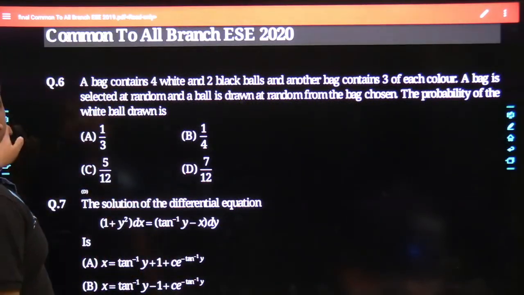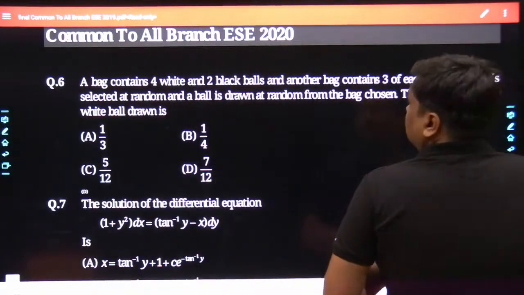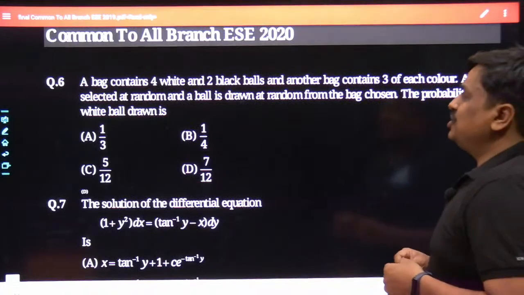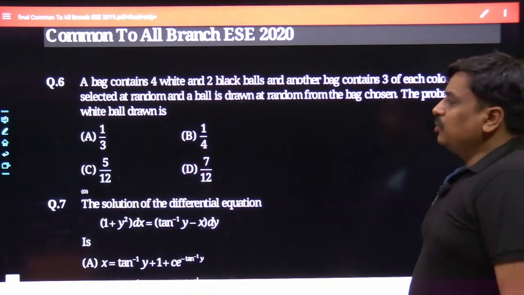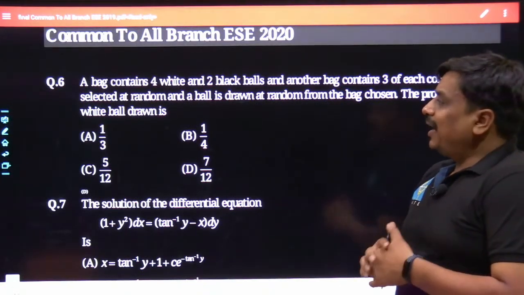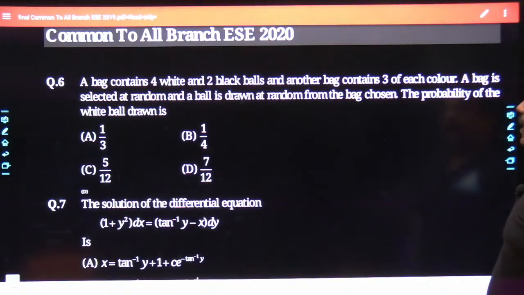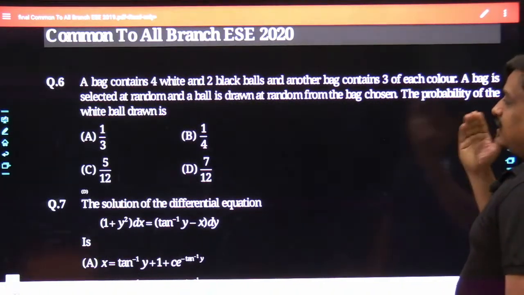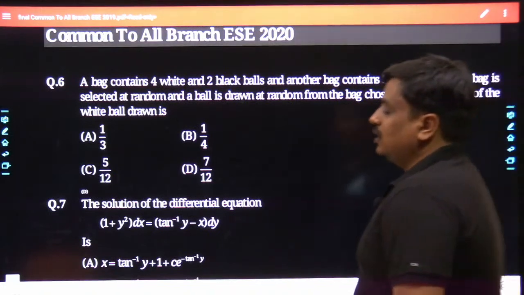Anyways, let me focus on the next question. That would probably be the last question of the day. This problem came in common to all branch Engineering Services 2020, last year. Let me read the problem carefully, and we'll try to decode it and get its best most answer. A bag contains 4 white and 2 black balls, and another bag contains 3 of each color. A bag is selected at random and a ball is drawn at random from the bag chosen. The probability of a white ball drawn is.